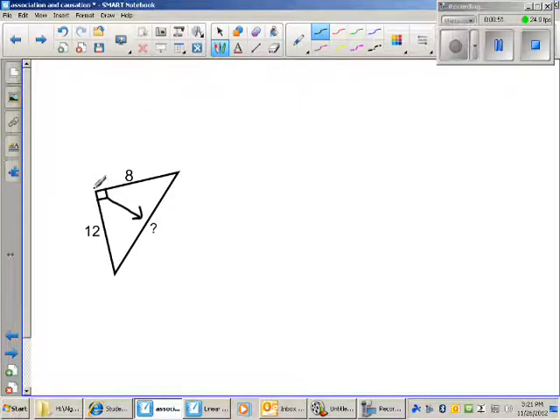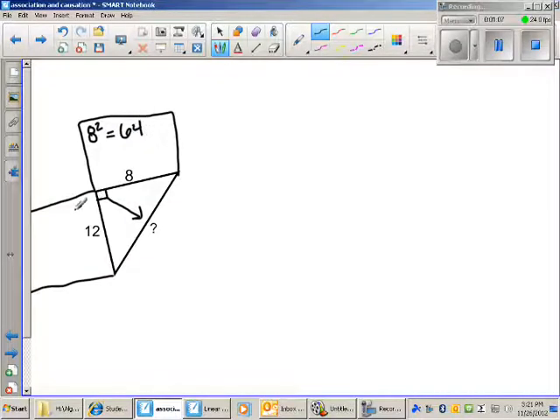So now that I know that, I can work on finding the area of the squares on the legs. And I know these are not perfect squares, but bear with me here. So to find the area of this square, I would have 8 squared, which is 64. This square over here would have an area of 12 squared, which is 144.